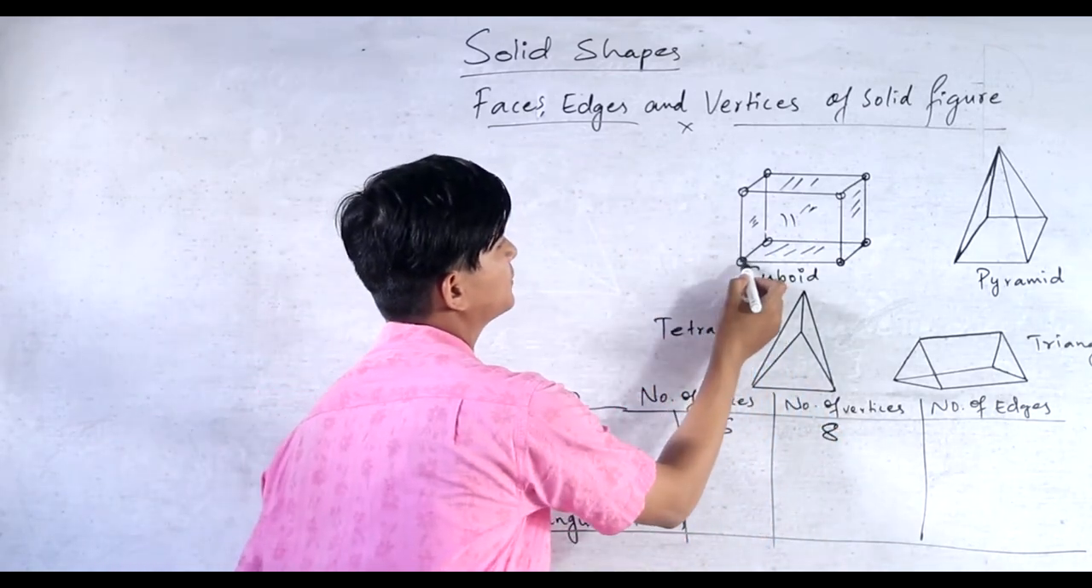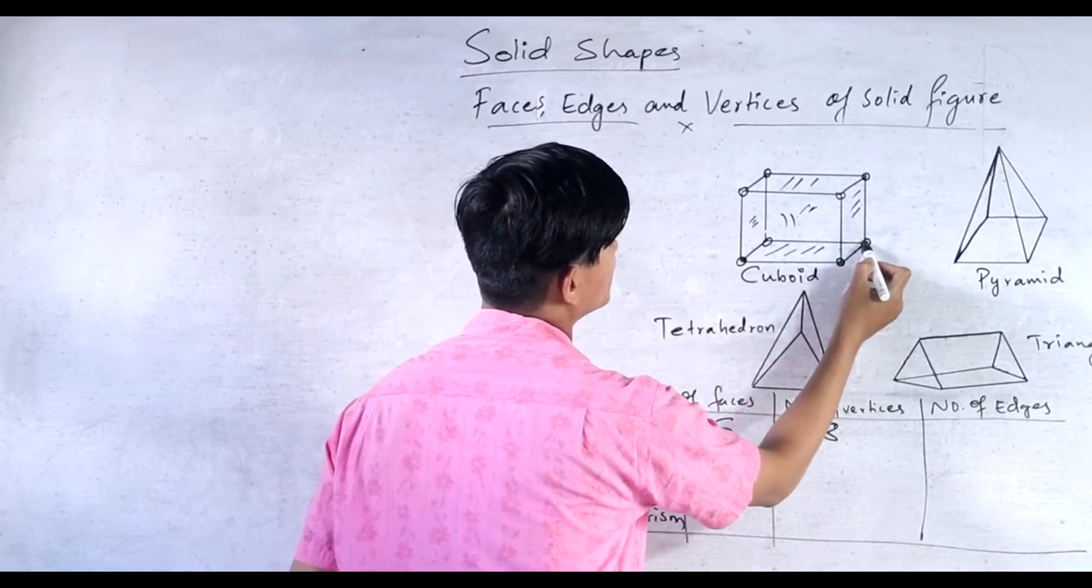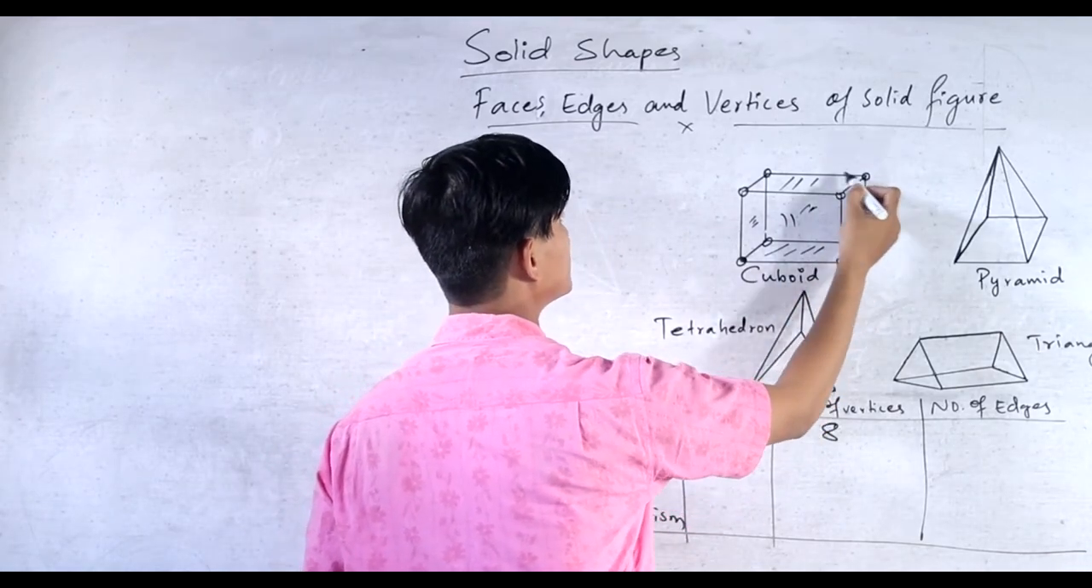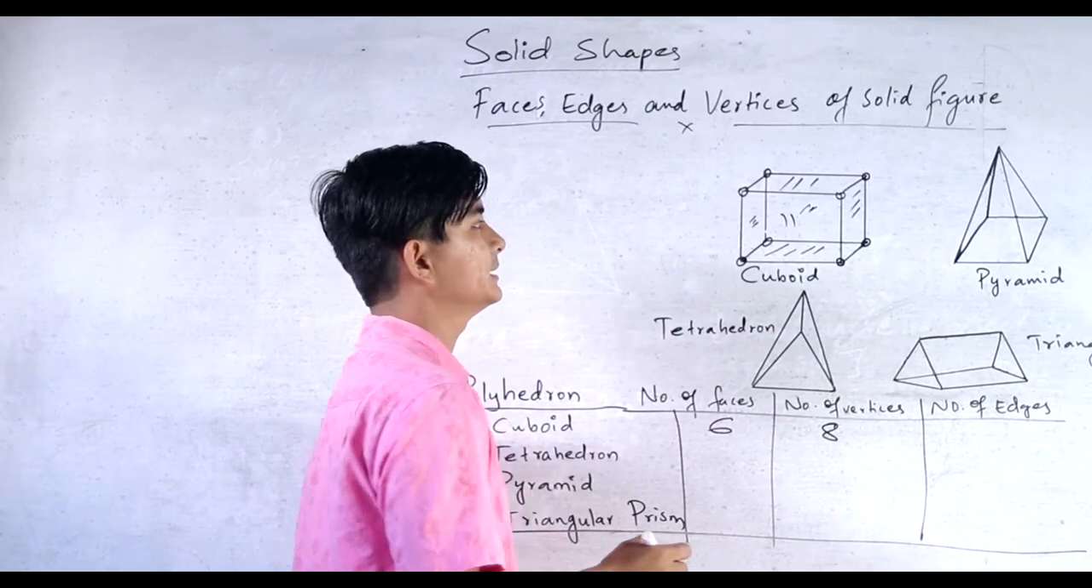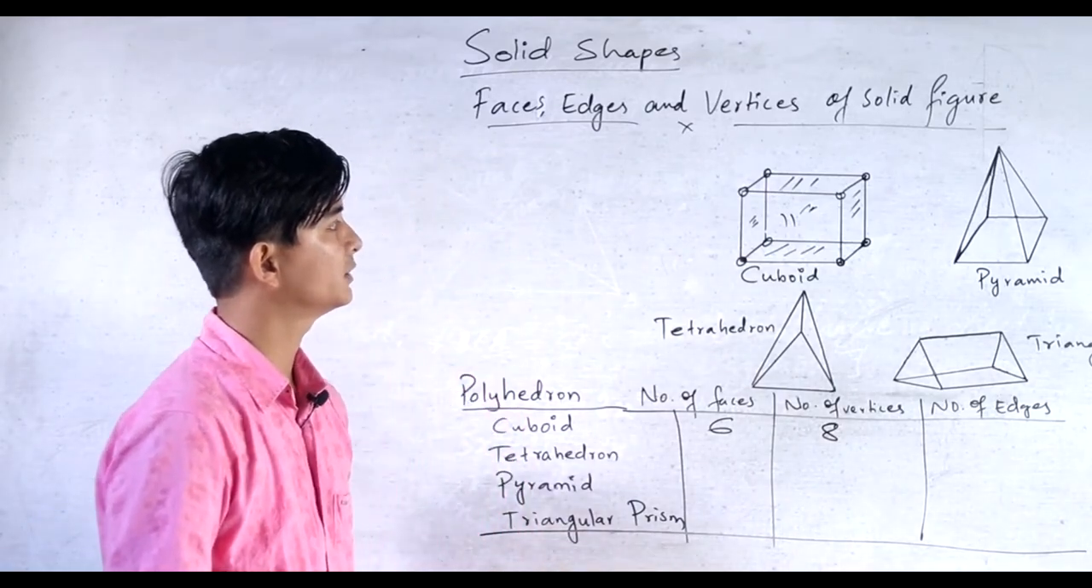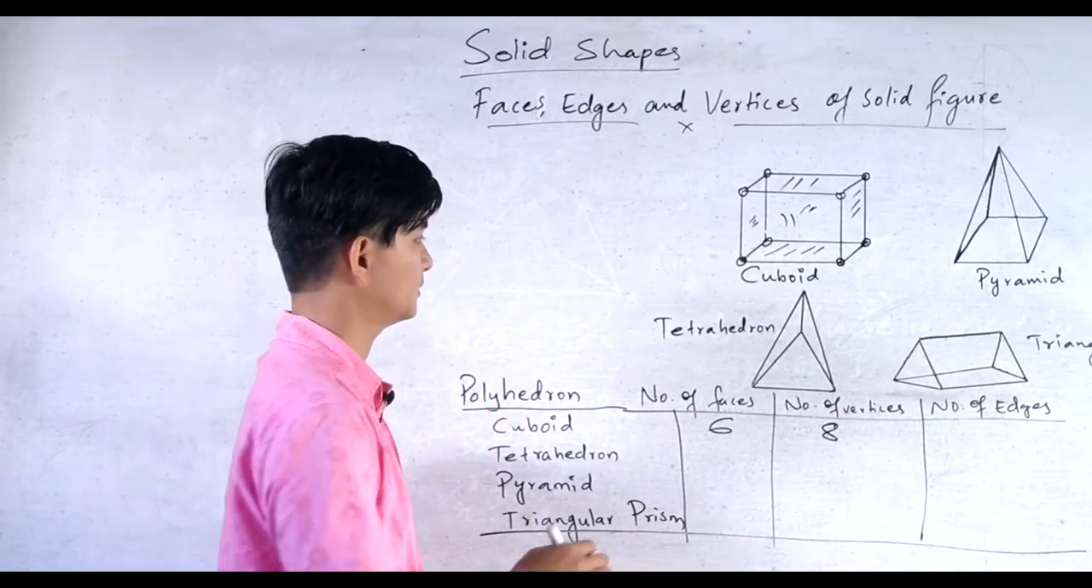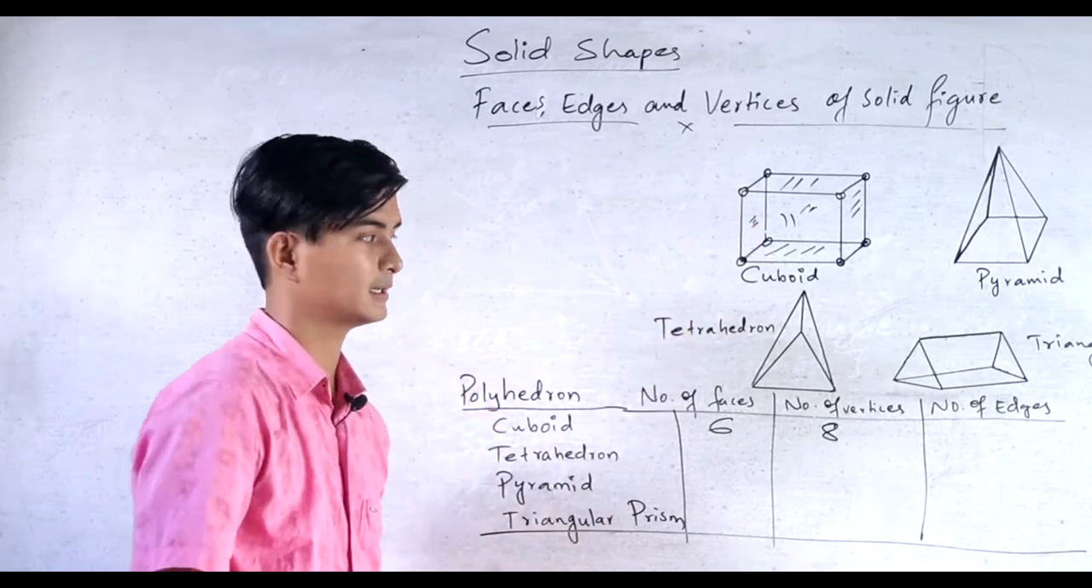So these are the corner points of your cuboid. This is also one corner. Here you can see all these 8 corners in the cuboid. So this is called a vertex.